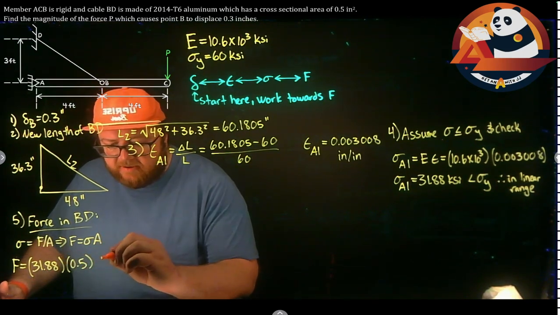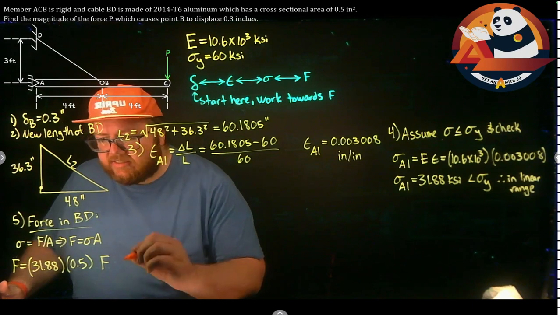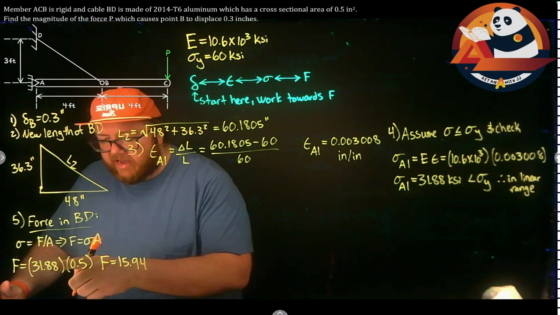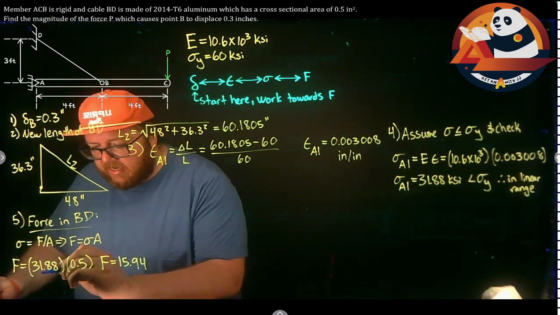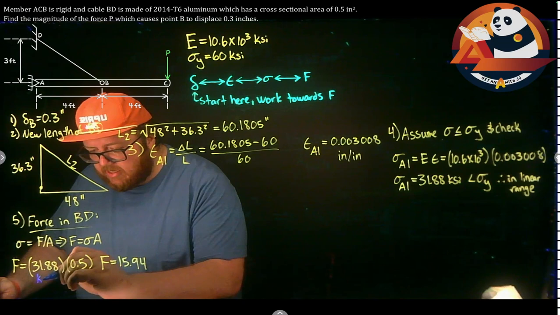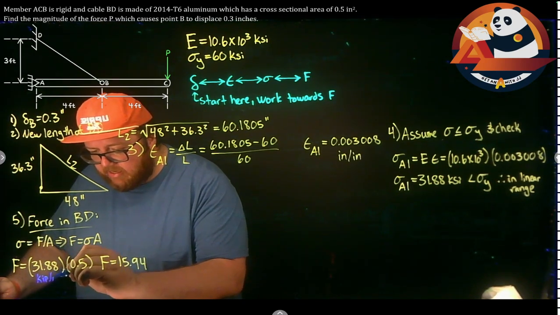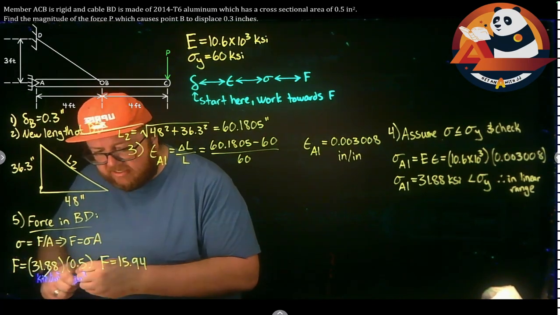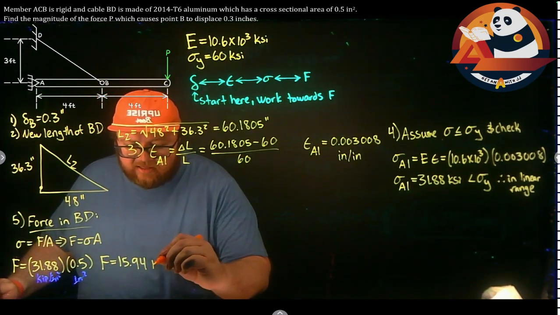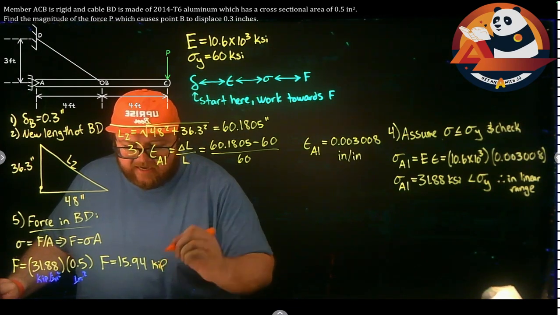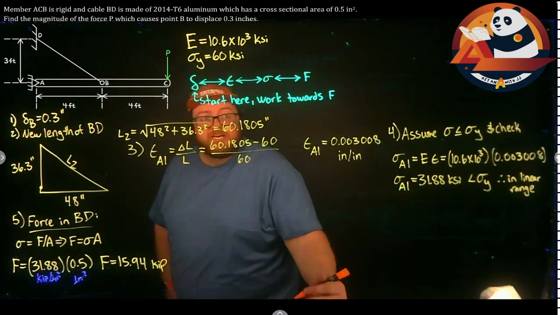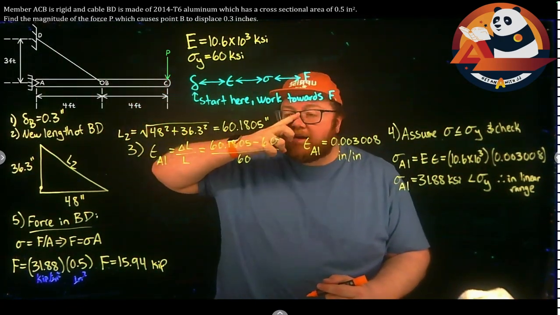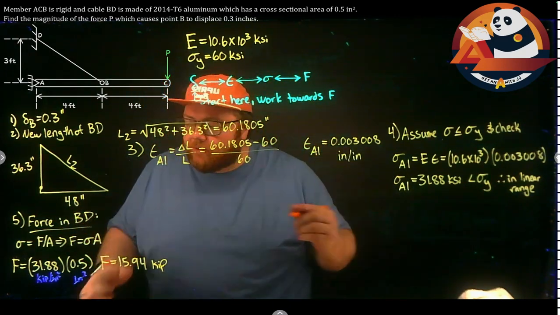Or the force in this member, F, is 15.94. We have kips, if we write out our units, kips per square inch, kips per inch squared, times an inch squared. Those square inches cancel each other, and we should just be left with kips coming out for this equation. Which gets me to that F point. If I know the force in this cable, I should be able to find P in here. We just do that by applying equilibrium in here.